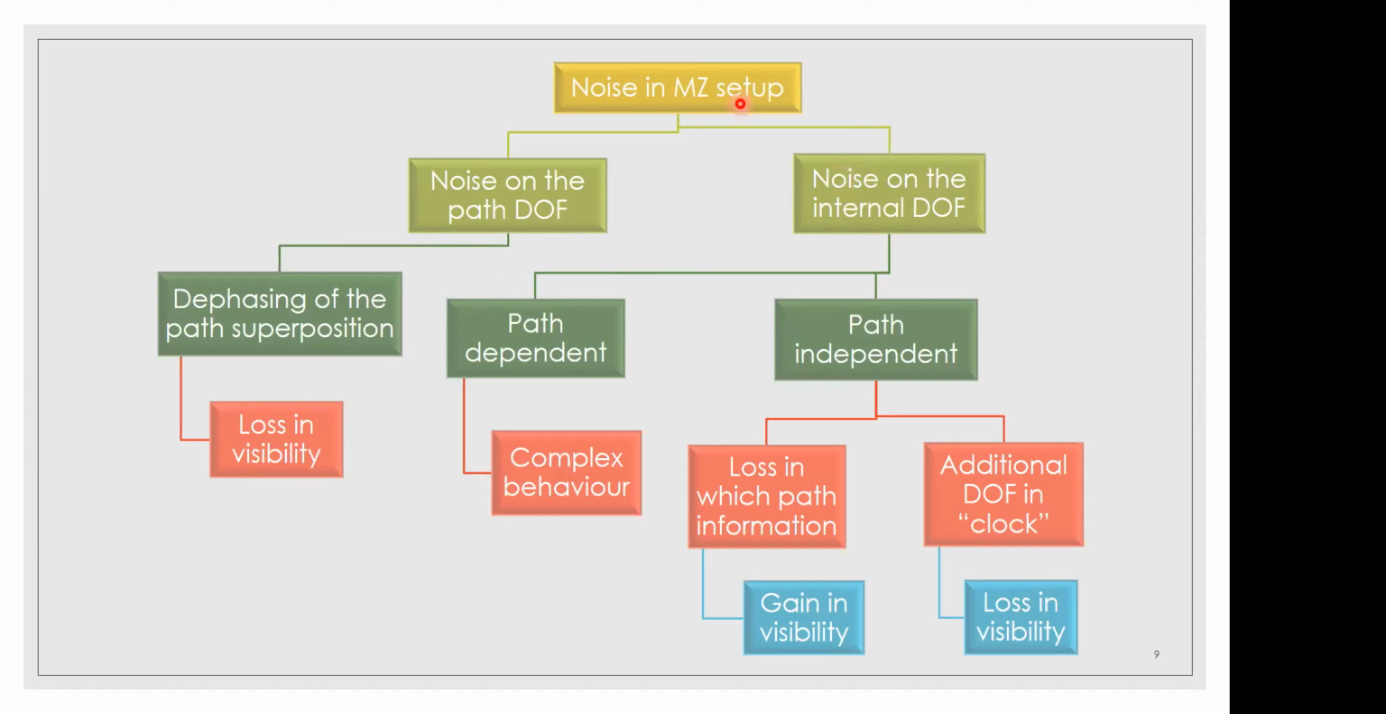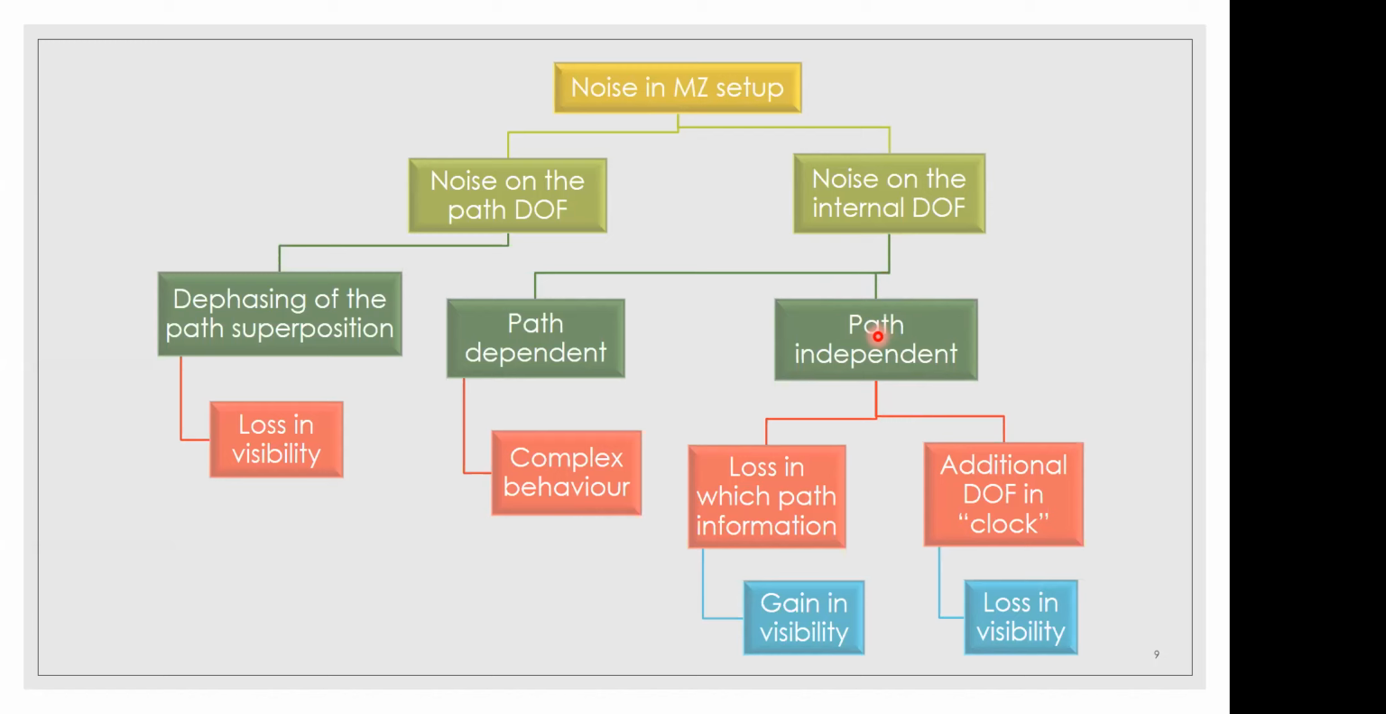The second case, on which my focus will be, is the noise on the internal degree of freedom, that is, on the clock. In that, one can have two cases. One is that the noise on the internal degree of freedom is itself dependent on path, which means that which-path information is carried just because the noise is path dependent, which leads to a complex behavior. The other, simpler case, which we will primarily follow, is path independent noise. That is, there is no difference between the noise models on both of the paths. The noise parameters will remain the same.